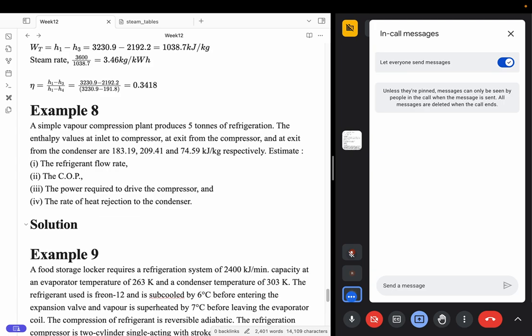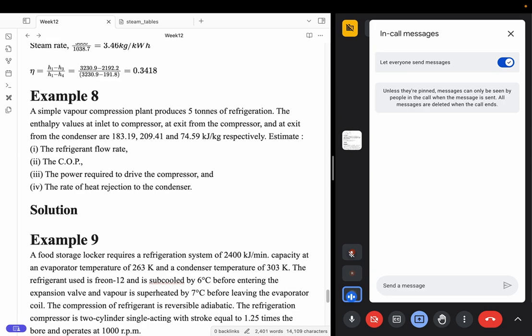Okay, fine. So here we have a simple vapor compression cycle that is producing 5 tons of refrigeration. The enthalpy values are directly given to you: the inlet to the compressor, exit of the compressor, and exit of the condenser. You need to estimate the refrigerant flow rate. You know the load, so from the load you equate to m dot times delta H, from which you can get the refrigerant flow rate. And then COP is output by input.